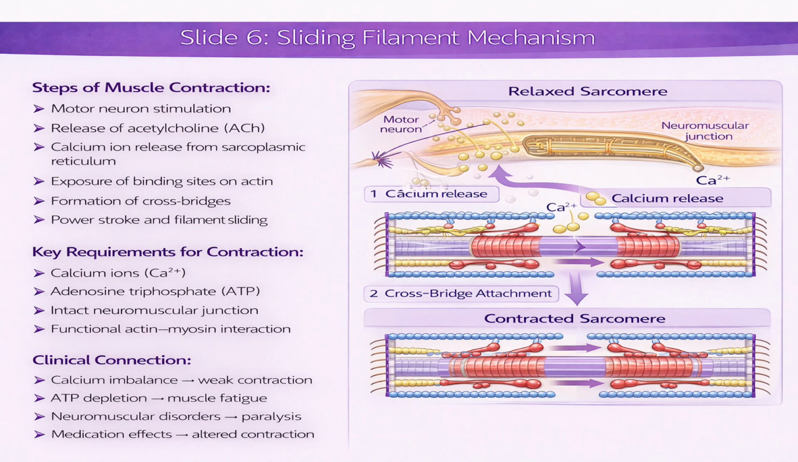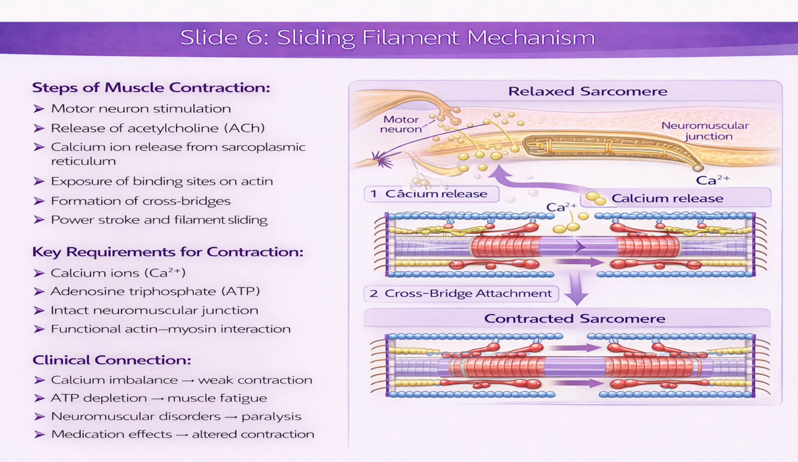Calcium ions bind to troponin, causing tropomyosin to shift away from the binding sites on actin. This exposes specific regions on the thin filaments, allowing interaction with myosin heads. Once the binding sites are exposed, myosin heads attach to actin, forming structures known as cross bridges.